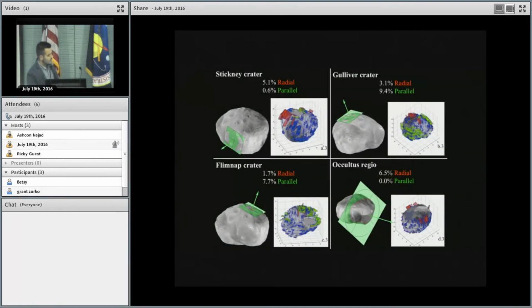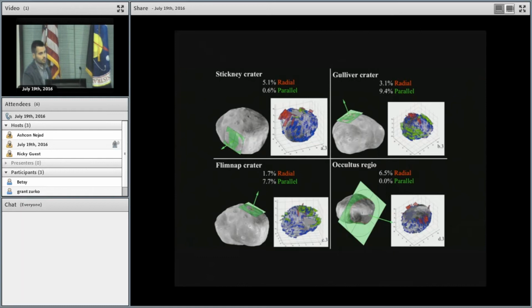Regarding the Stickney crater and the analysis that I was showing you, we have 5.1% of grooves that are radial, while around 1% are parallel. Then regarding the Gulliver crater, we got 3.1% that are radial and 9.5% parallel. And looking at the Flimnap crater, the third one that we were analyzing, we have 1.7% that are radial and 7.7% that are parallel.